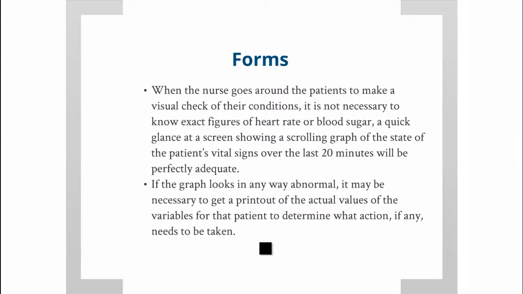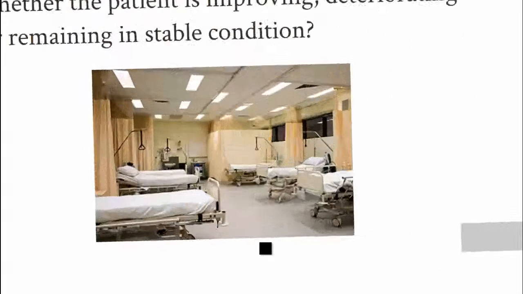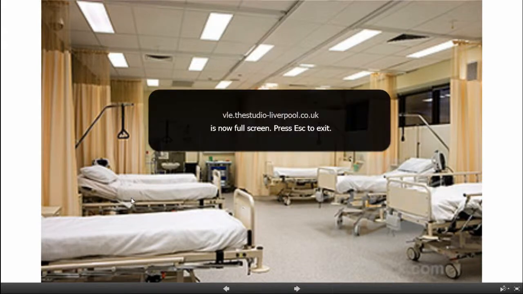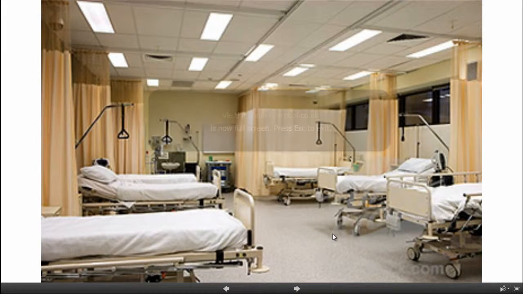If the graph looks in any way abnormal, it may be necessary to get a printout of the actual values of the variables for the patient to determine what action, if any, needs to be taken. So a simple graph would be suitable, and we could have a graph on a machine that might be next to the bed. This graph just shows correlation of everything to see against a standard line how the patient's doing. If the patient's results are too high, there could be a problem. If they're too low, there could be a problem. And that's easily highlighted over the last 20 minutes.